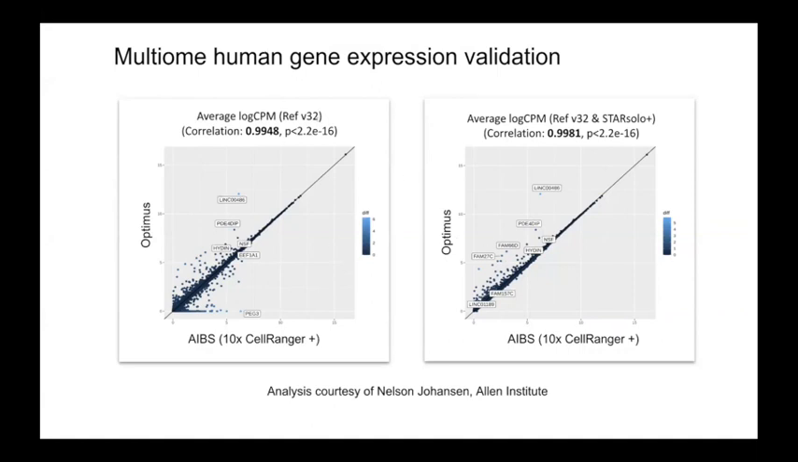Yes. So the question is whether the only points away from the diagonal seem to have higher values for Optimus than Cell Ranger. Yes, that's correct. Do we understand why? I don't have an explanation as to why right now, unless someone else wants to pitch in. Does anyone else on the call want to throw out some ideas?